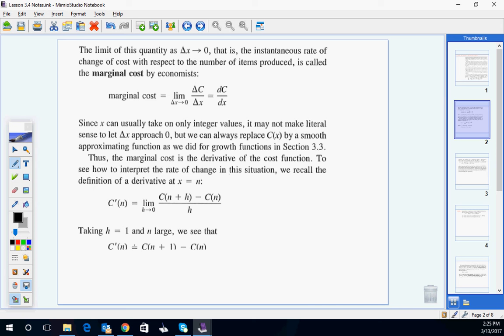Okay. Marginal cost. So the marginal cost in this case would be the change in cost over the change of what the item is. So x just refers to the item that we're talking about. Okay. So dc over dx.